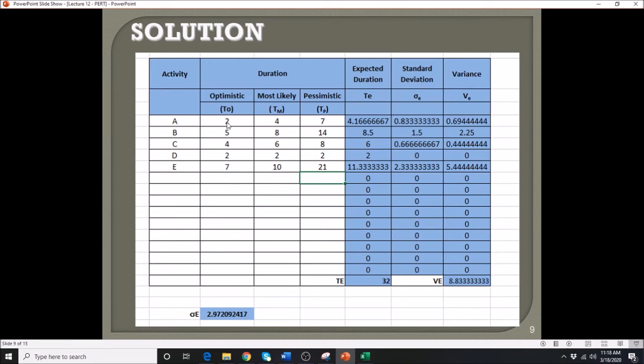I plugged in all the values 2, 4, 7, and you will notice that it automatically calculates the expected duration of each given activity. Not only the duration, but also the standard deviation and variance. But one thing that I ask you: don't mess up the formula that you have on the shaded portion. So please, okay, stay away from that.